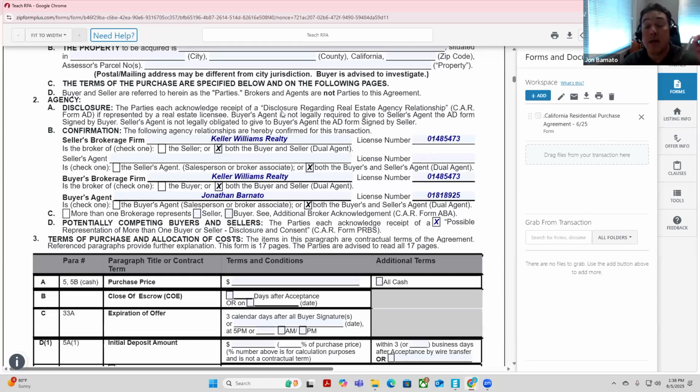Those are more tricky. The number one lawsuits that agents get sued on is dual agency transactions. So be careful on those. There's a lot of laws in that. So just want you to know one thing.